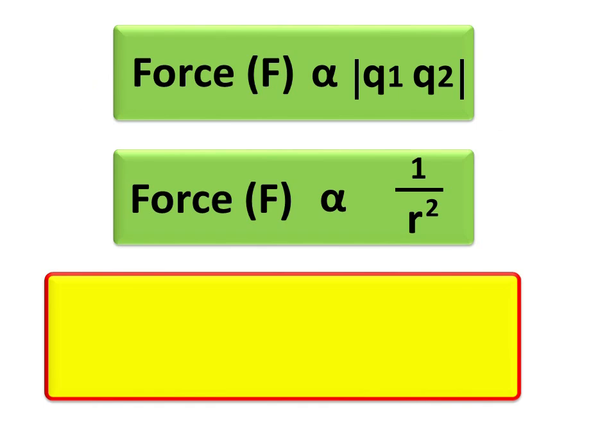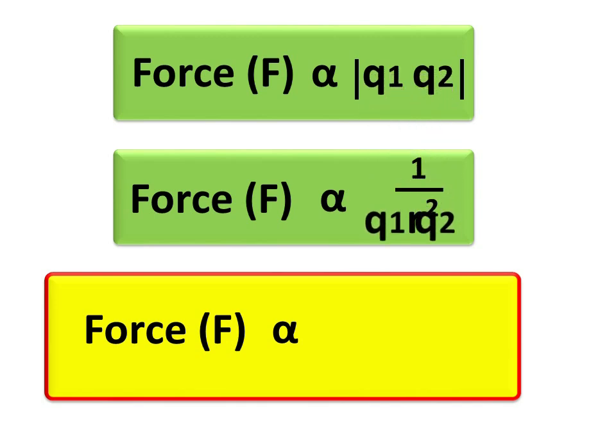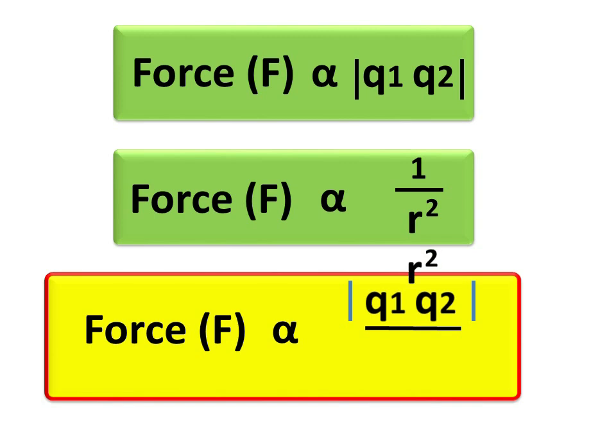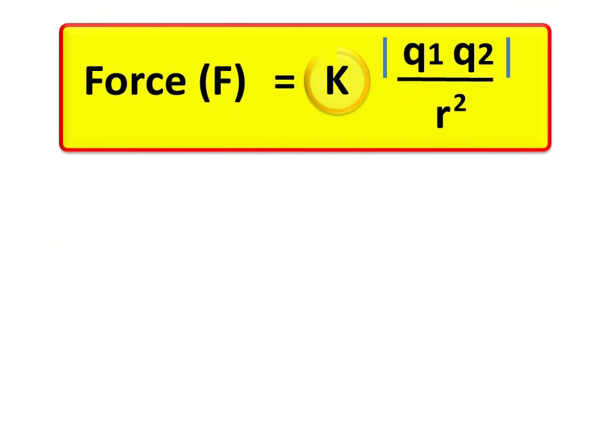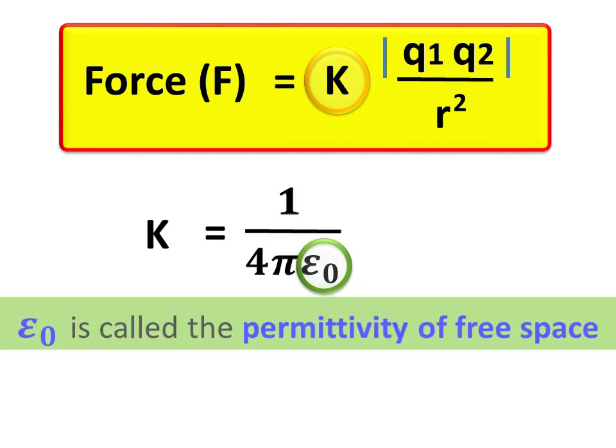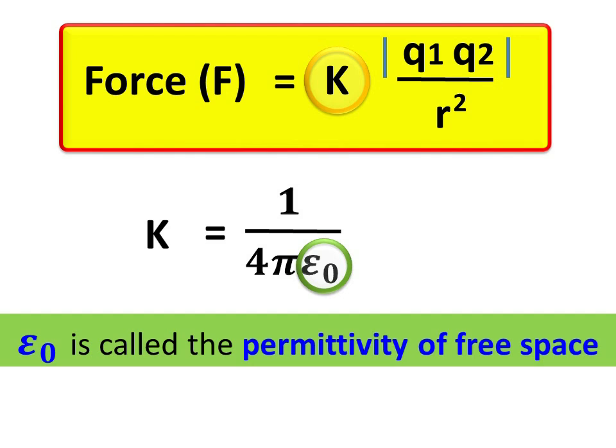From these two relations, we can write force is proportional to the magnitude of Q1 Q2 divided by R square. To remove the proportional symbol, we have to introduce the constant K. The value of K is equal to 1 divided by 4 pi epsilon naught, and epsilon naught is called the permittivity of free space.